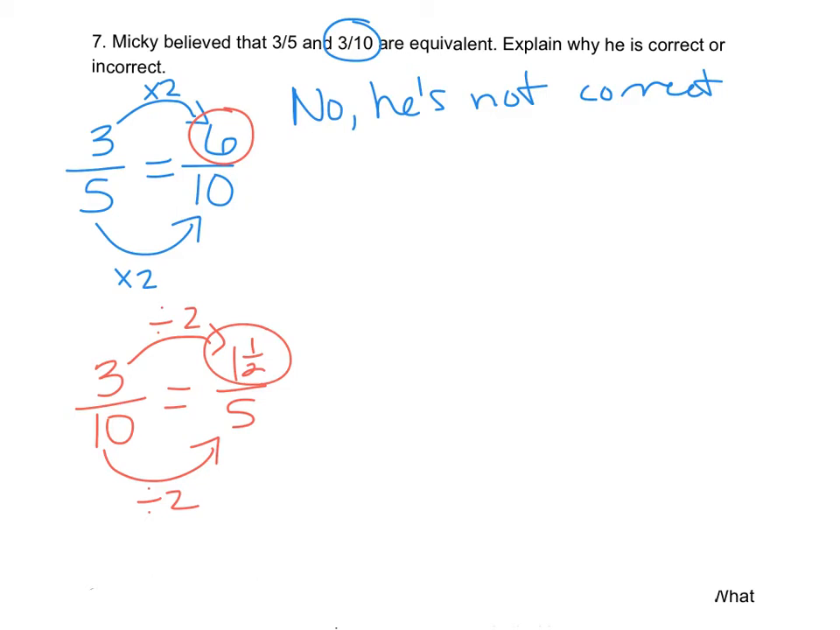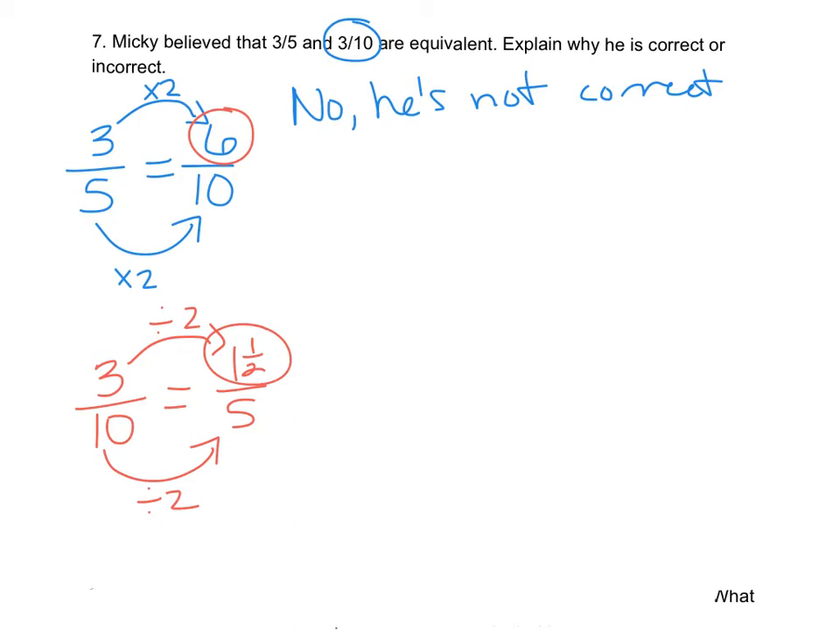Because when I'm finding a common denominator, my numerator and my denominator change. Because whatever I do to my denominator, whether I'm adding or multiplying or dividing, I have to do to my numerator. So make sure you understand why 3/5 is not equivalent to 3/10.